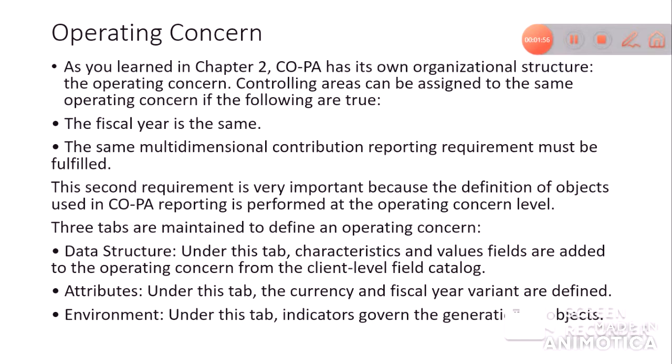Three tabs are maintained to define an operating concern. Data structure. Under this tab, characteristics and value fields are added to the operating concern from the client level field catalog. Attributes. Under this tab, the currency and fiscal year variant are defined. Under this tab, indicators govern the generation of objects.